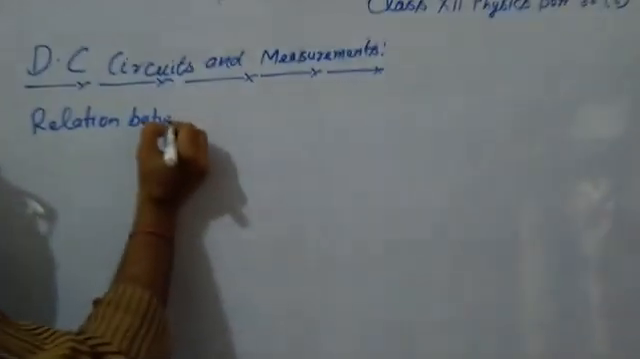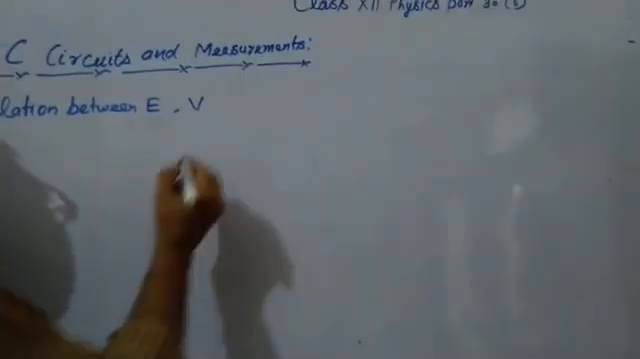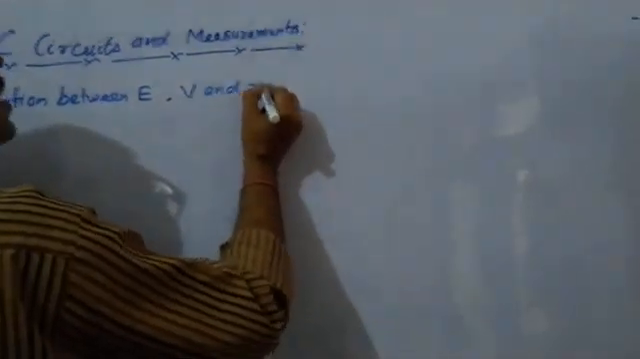Now come on the next topic. Relation between E, V and r. E means EMF, V means terminal voltage, and small r is the internal resistance of the cell.